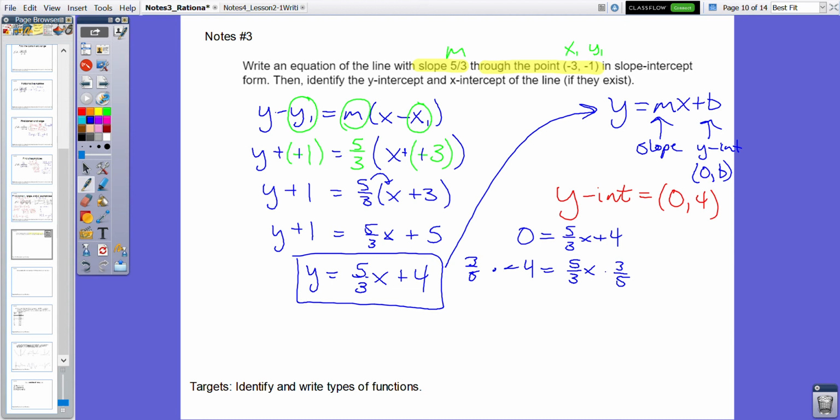So when that happens, my fractions are going to cancel out on the right side. That gives me x on the right side, and then 3/5 times -4 gives me this value here, -2 and 4/10. That means, if I write it in orange here, my x-intercept is the point -2 and 4/10, 0.